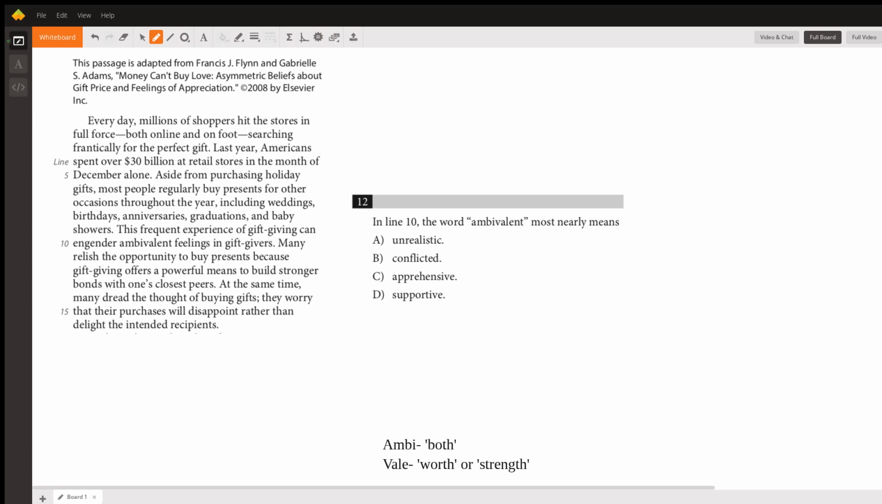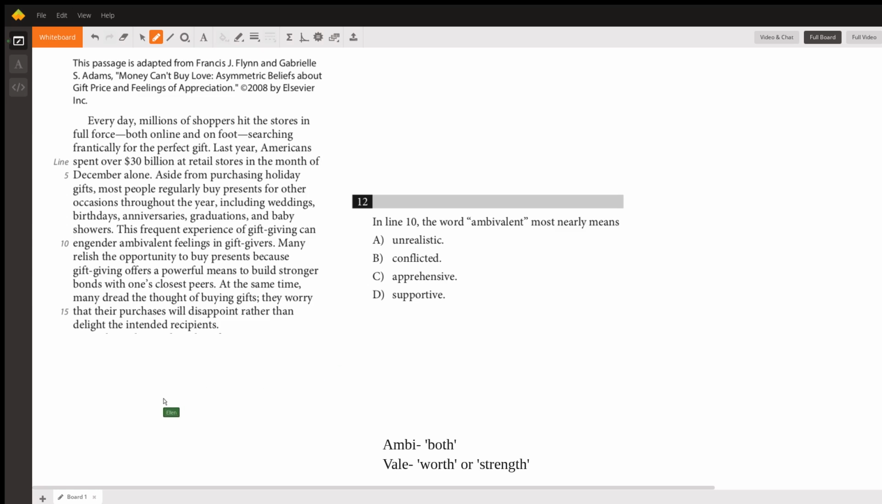So let's take our target word, ambivalent. Now, ambi is a prefix, which means both. So think ambidextrous, right? Someone who's ambidextrous can do fine dexterity involved tasks with both sides of their body equally. Usually, writing equally with both sides. So ambi means both. The root of this word is vale, V-A-L-E. And vale as a root means strength or worth, depending on the context.